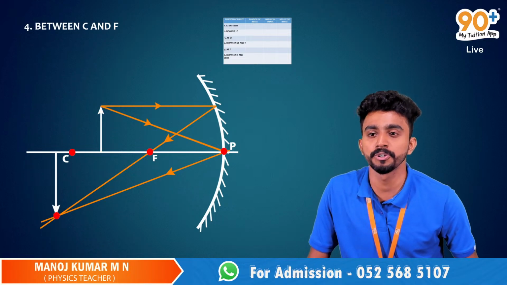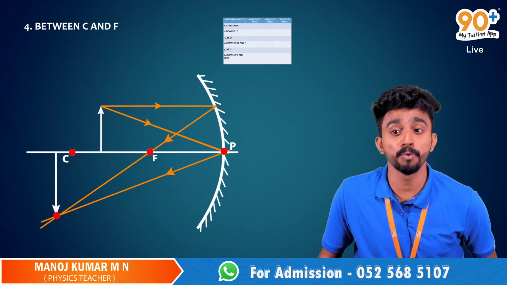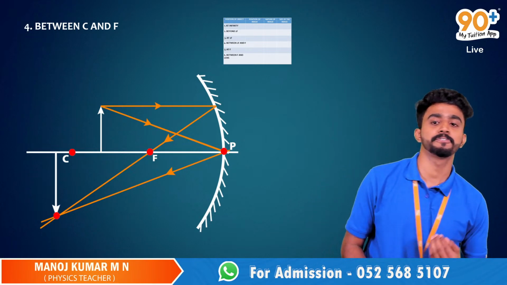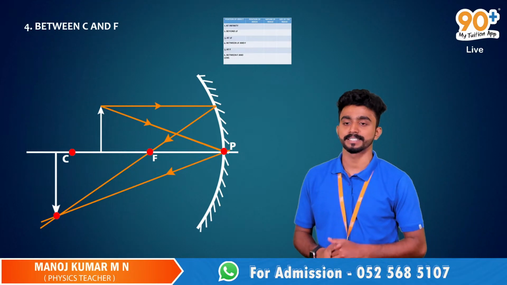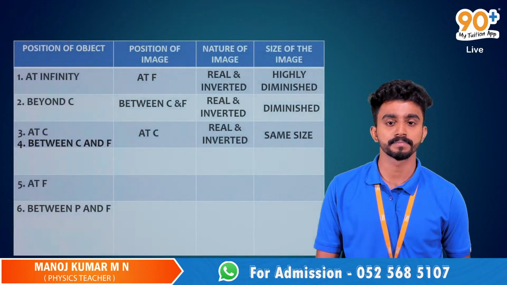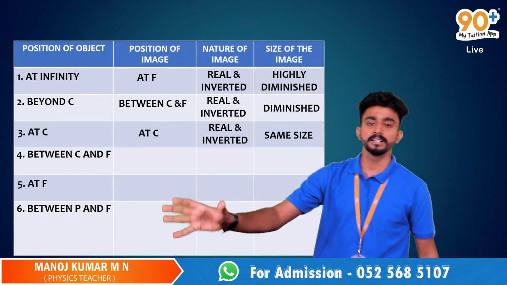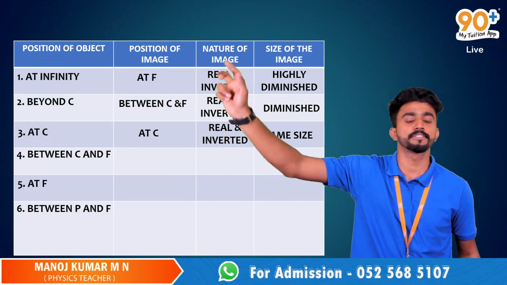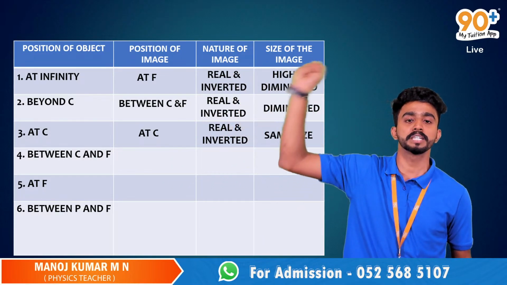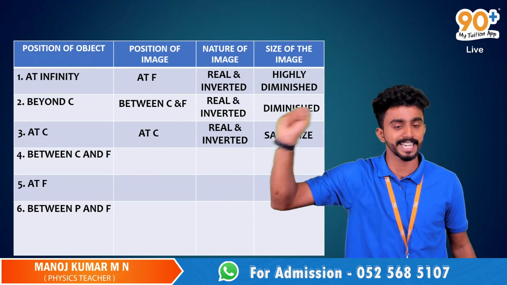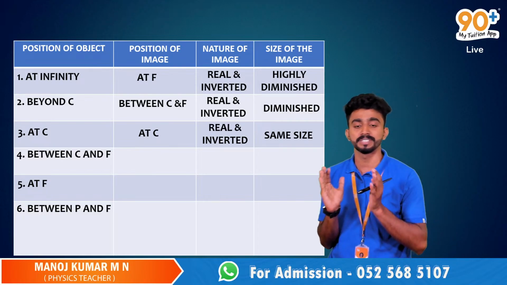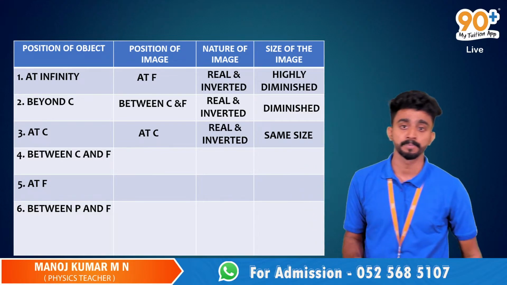One of you is asking whether, for the exam, they will give some information about the table and we have to fill in the rest. Yes, questions like this will be there. You'll just have the table, the position of the object will be given, and you have to fill in the nature of the image, the position of the image, and the size of the image. All these things you have to fill.